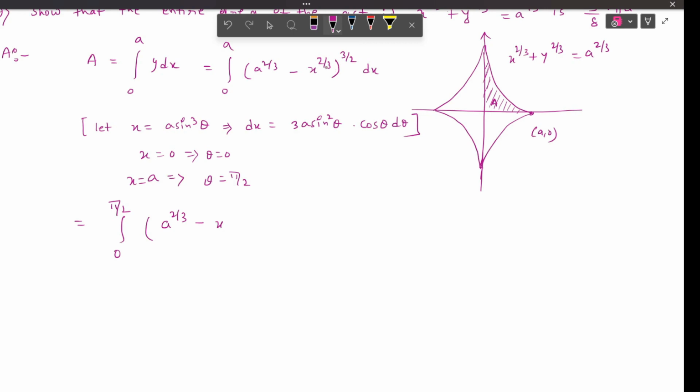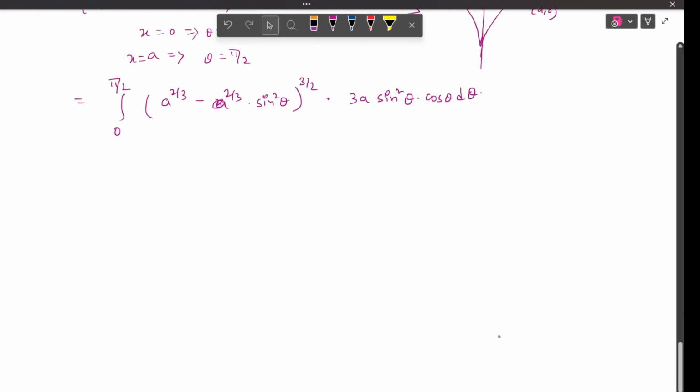So cube and 1 third will cancel out. We will get a to the power 2 third into sine square theta to the power 3 by 2. And dx is this thing, 3a sine square theta cos theta d theta. Okay.